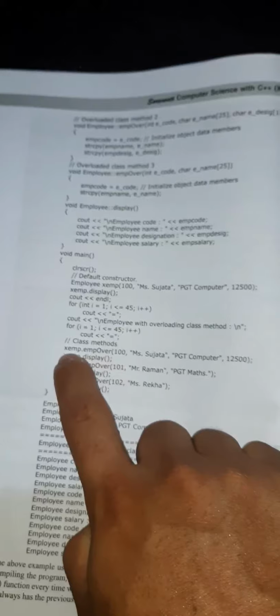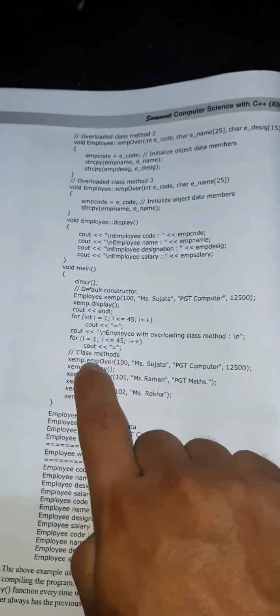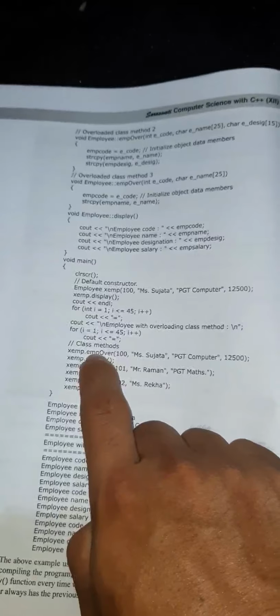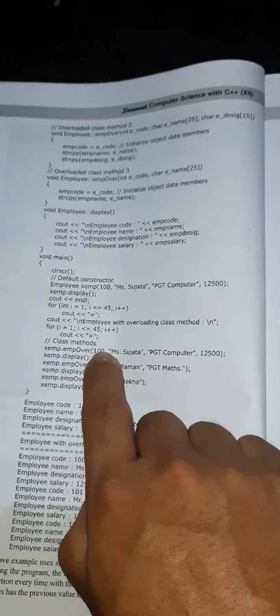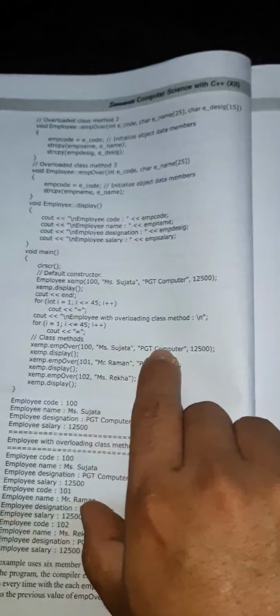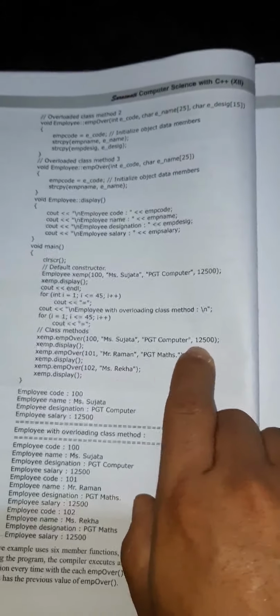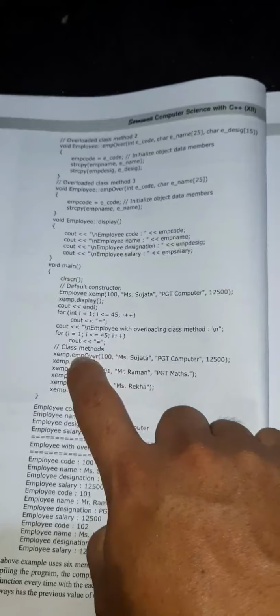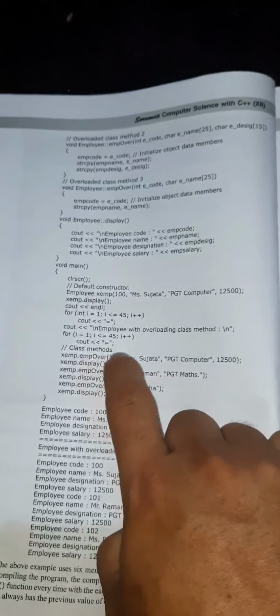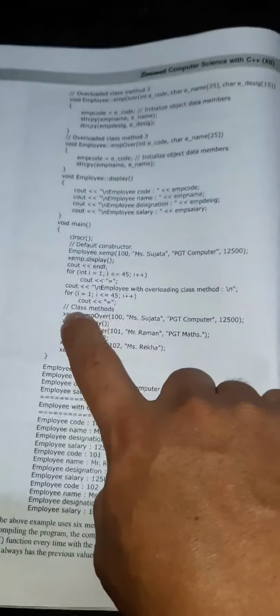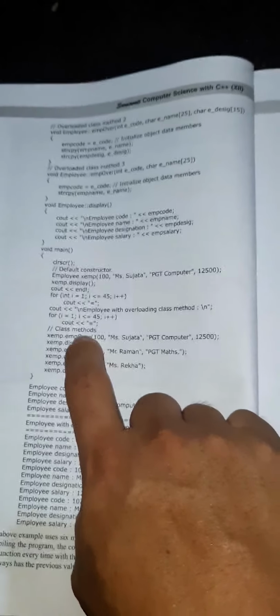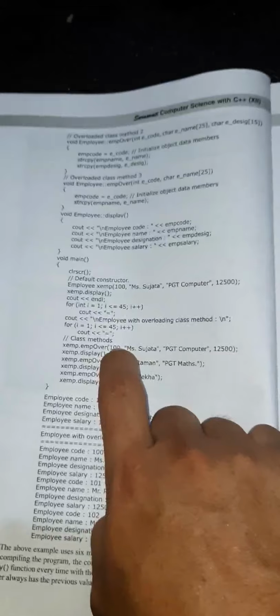Here the object calls the member function emb over, to pass these arguments: 100, Miss Sujata, PhD, computer, 12,500. So the object is accessing the member functions, since in the case of normal member functions the object cannot access the private data members directly, right? So the object is accessing the member functions to pass these values, 100, Miss Sujata, PhD, computer and 12,500, to where?